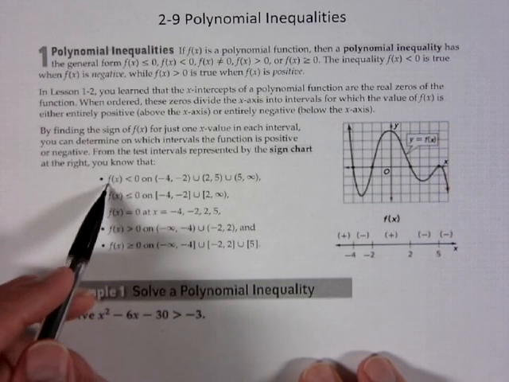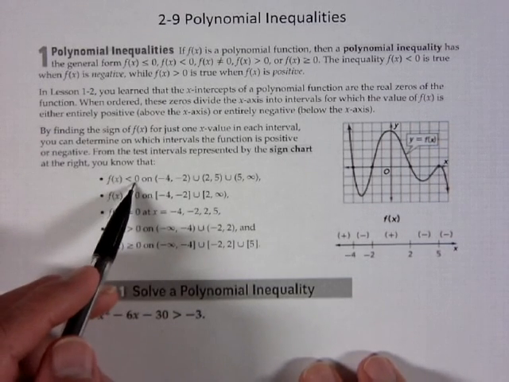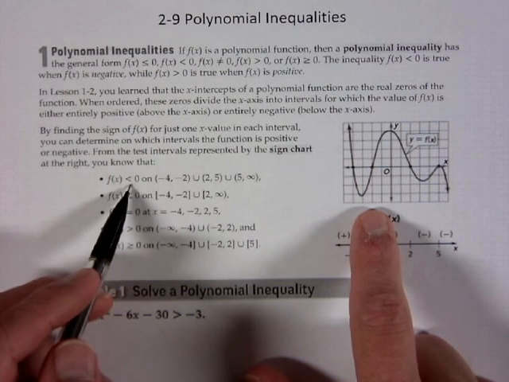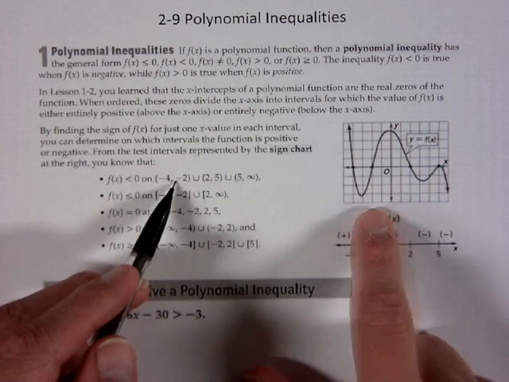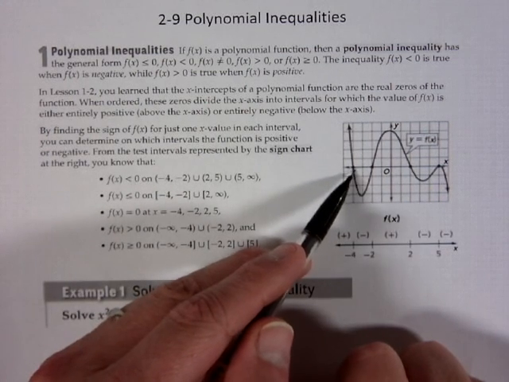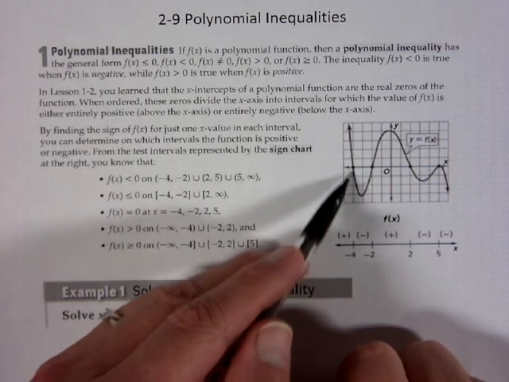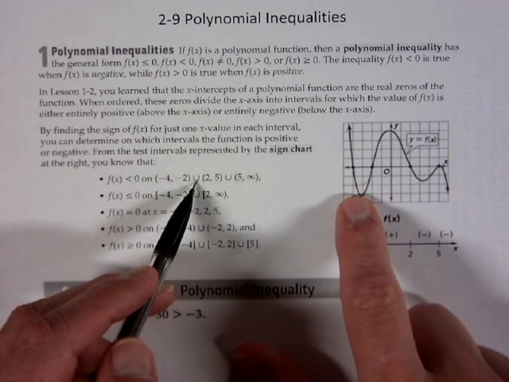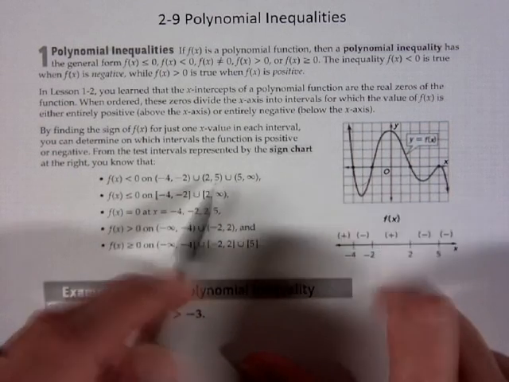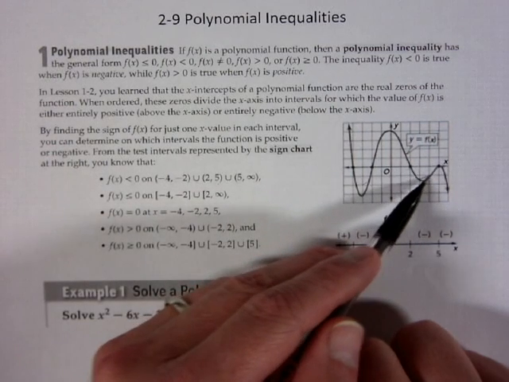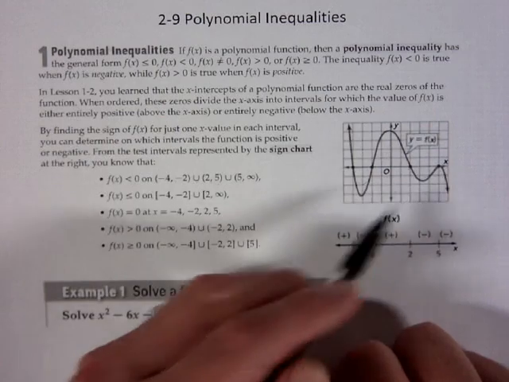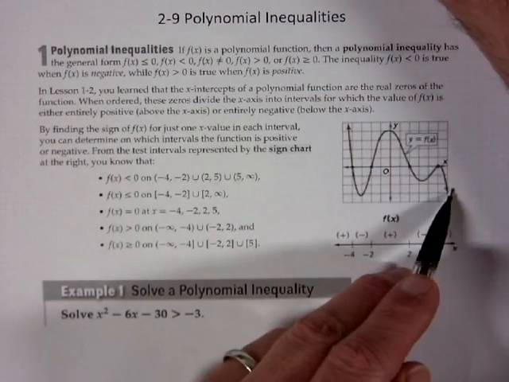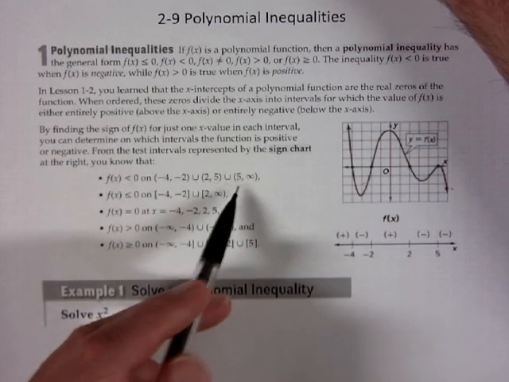So f of x is less than 0. So let's look at this particular graph and see where f of x is less than 0. Here are the intervals: from -4 to -2. So from here to here, that's where it's negative, less than 0. Union together with from 2 to 5. So from 2 to 5, it's less than 0. And of course, then from 5 to infinity is the third section where it's less than 0.